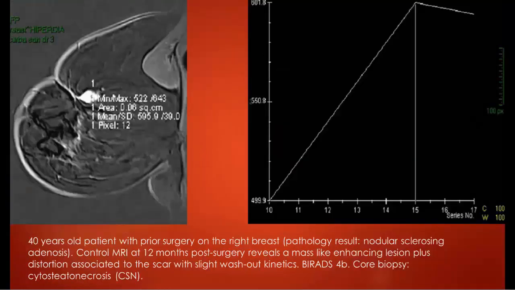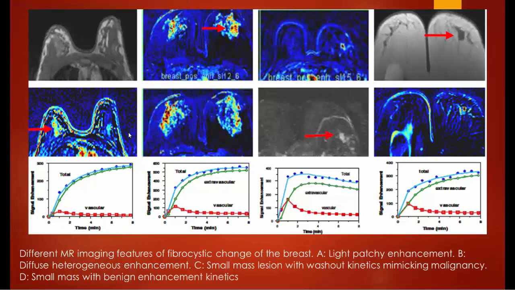This is a patient with prior surgery to the right breast. Pathology shows nodular sclerosing adenosis. Control MR after 1 year shows a mass-like enhancing lesion plus distortion associated with scar, with slight wash-out kinetic, BI-RADS 4B: steatonecrosis. These are different MR imaging features of fibrocystic change: light patchy enhancement, diffuse heterogeneous enhancement, small mass-like lesion with wash-out kinetic mimicking malignancy, and small mass with benign enhancement kinetic.